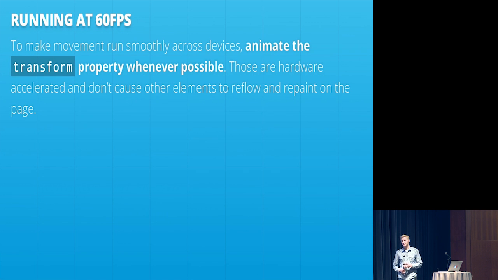And about these transitions and animations, you want to use the transform property to shift your elements around the page, because that is hardware accelerated and doesn't affect the other elements on the page, so it doesn't affect the flow of the document.